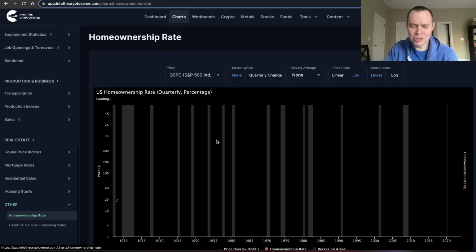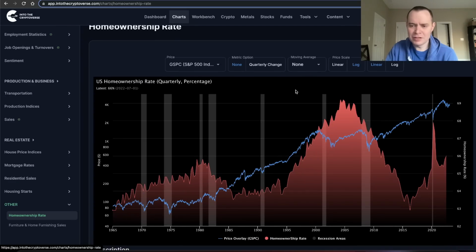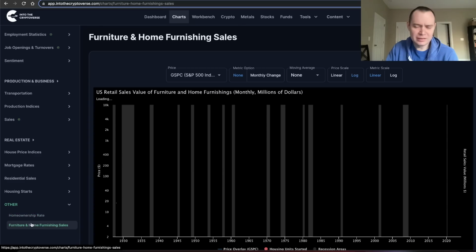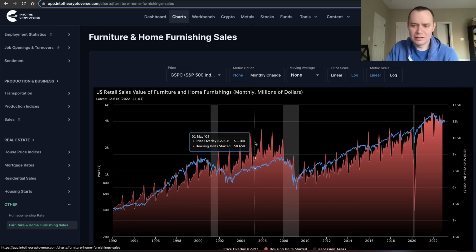Maybe the home ownership rate could be something interesting to take a look at. Right now, or at least as of, this is actually kind of outdated here. We only have data going through July, so perhaps that one won't be as interesting just because we don't have the data to fully look back on. But again, we've looked at a few charts here. Hopefully it's insightful. Here is furniture and home furnishing sales, which again is very seasonal, as you can imagine.